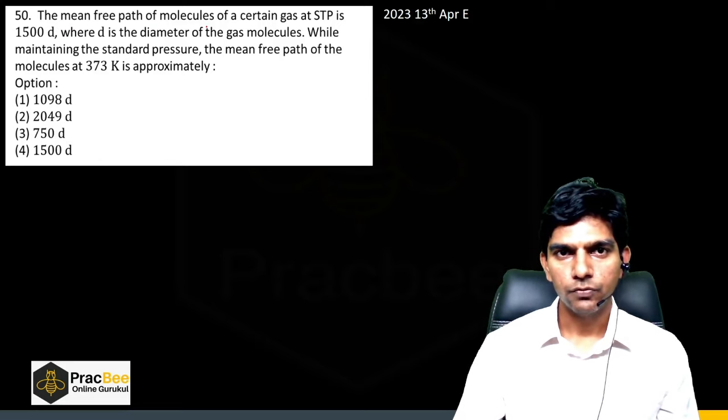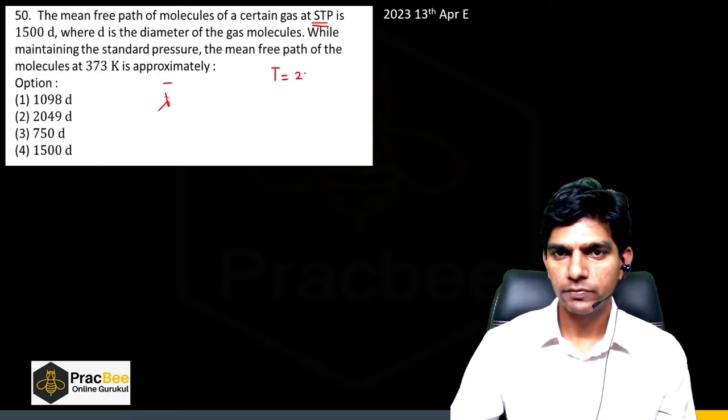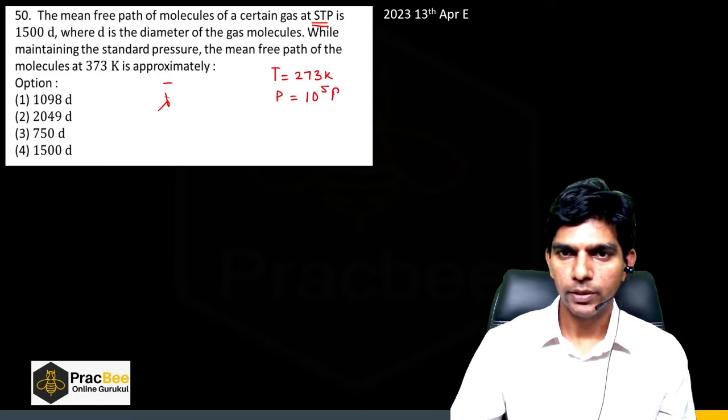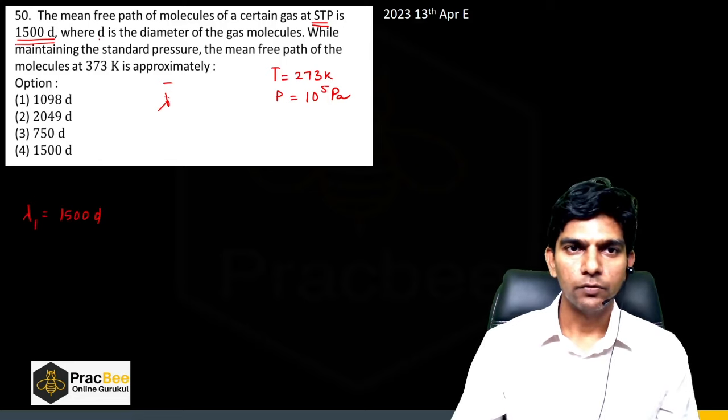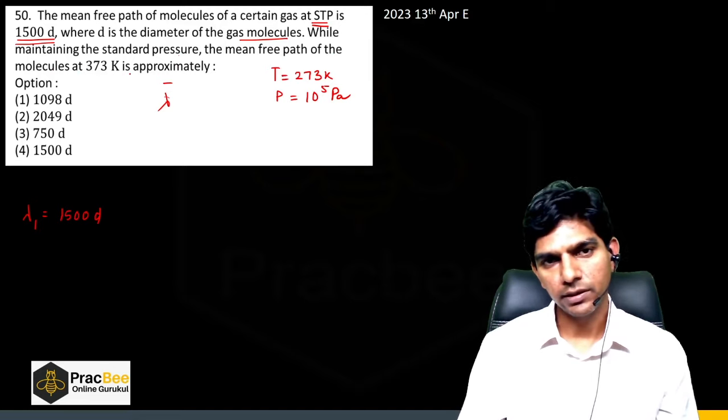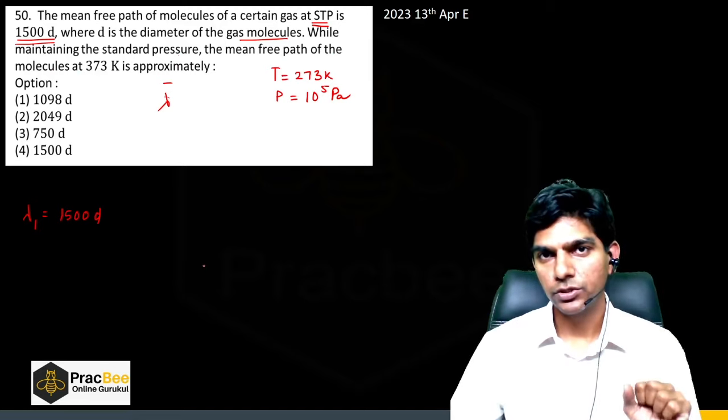The mean free path of a molecule, lambda, of a certain gas at standard temperature and pressure is 1500 D. At standard temperature and pressure, the temperature is 273 Kelvin and pressure is 10 raised to 5 Pascal. So lambda 1 is given as 1500 D, where D is the diameter of the gas molecule. While maintaining the standard pressure, find the mean free path of the molecule at 373 Kelvin. Now we are changing the temperature, keeping the pressure constant.